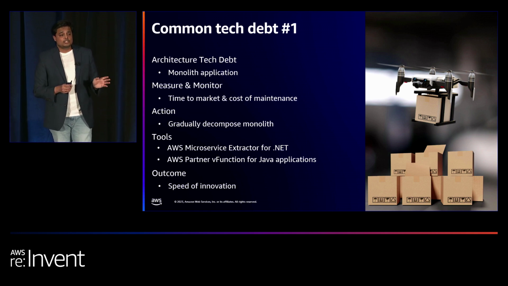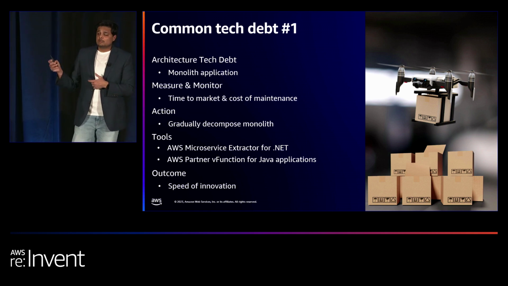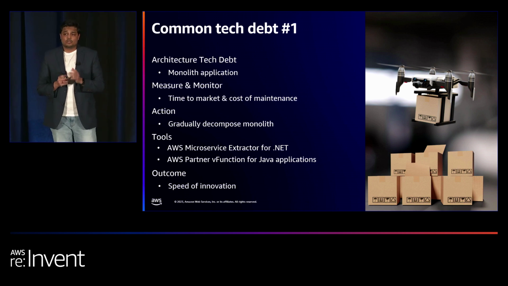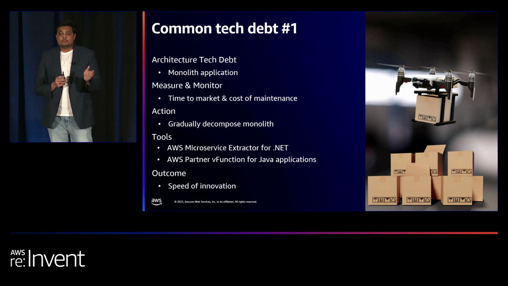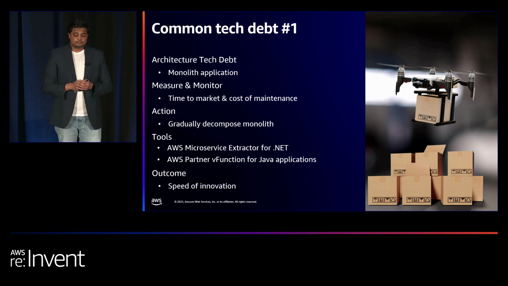Similarly, there is another tool called vFunction. It's an AWS partner tool provided for Java applications, which will give you a similar dependency graph and then help you get started with the code refactoring journey.